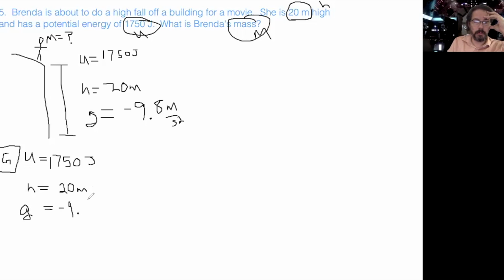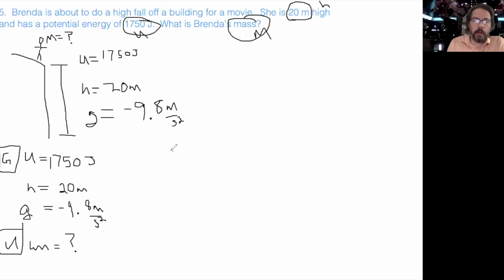Come on. This is hard to do with a mouse or trackpad. I don't have a mouse. It would be easier with a mouse. Okay. U, H, G, and M. M equals question mark. So I've got my givens, I've got my unknown, and now I need to write the equation.